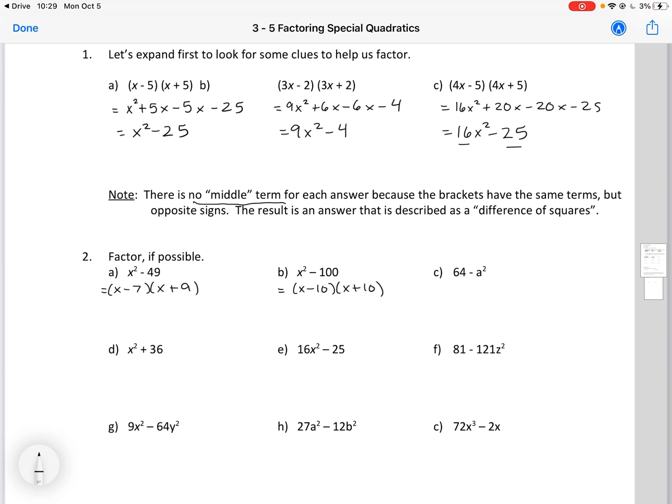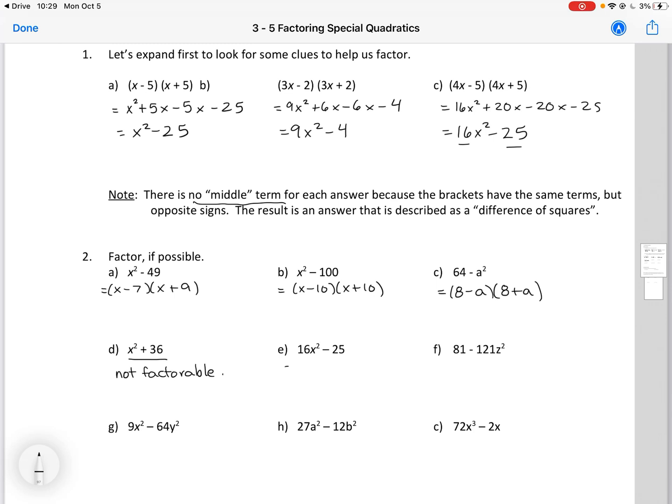Our next example is 64 minus a squared. Even though the a is second, this is still a difference of squares. I can factor this as 8 minus a, 8 plus a. My fourth example here for D is a bit of a trick question. X squared plus 36, not a difference of squares, so it's not factorable. To be a difference, it needs a subtraction sign.